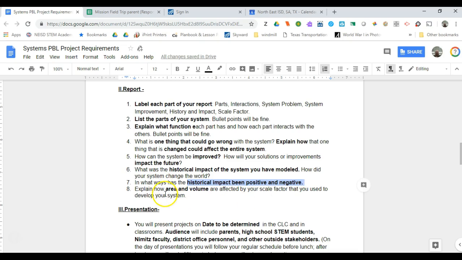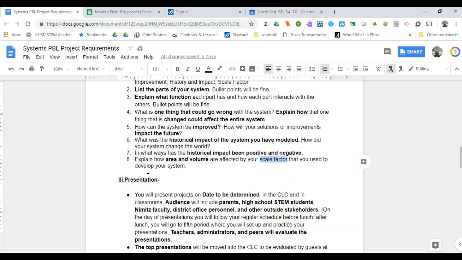Okay? Then you have some math things that you need to do. You need to understand area and volume and their relationship, or how they are affected by your scale factor. Okay, so that's something you would need to do also in your report. So this needs to be nice and organized and typed up so somebody can come and read it and get the gist of your system.